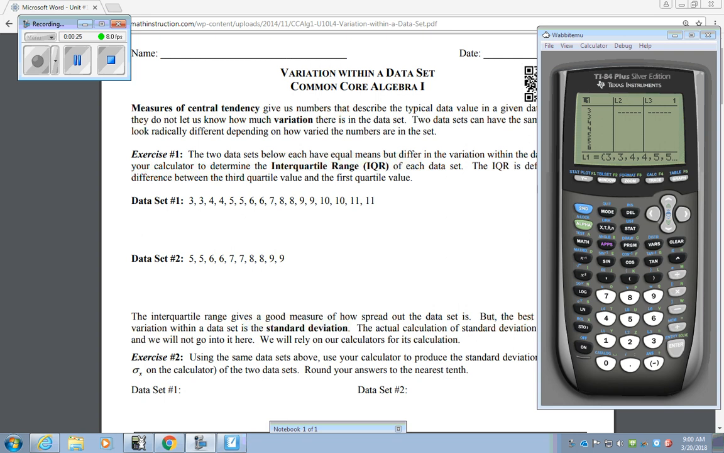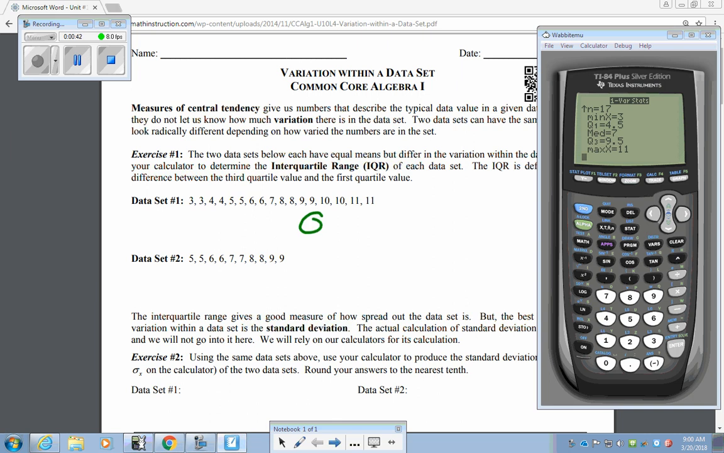First, I'm going to find those values with our data set number 1. I already have that in the calculator, as you can see on the screen. So I'm going to go to Stat, Calc, and go to one variable stat. To find the interquartile range, you have to take the third quartile and subtract the first quartile. So in this case, it's 9.5 minus 4.5, which would be 5.